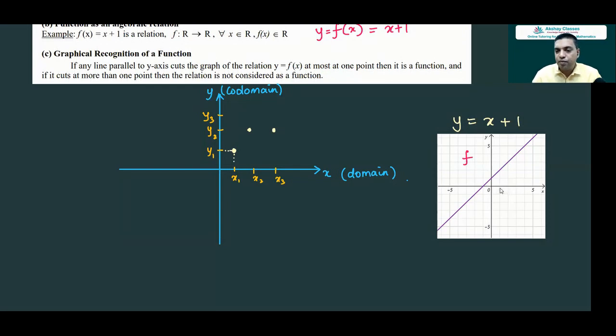So at any point, say, at x equal to 2, the value of y is 3. Now at 1.5, it will be 2.5. And at 2.99, the function value will be 3.99. So it is the set of all values of x comma y which satisfy this particular equation. So this is a graphical representation of a function.